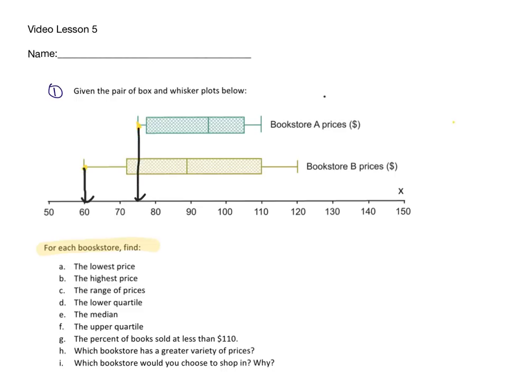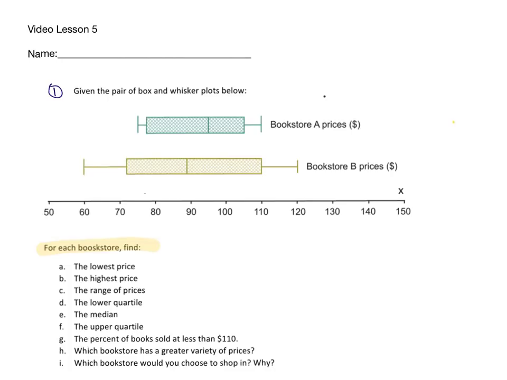Here, it looks like for bookstore A, the top box and whisker plot, the lowest price is about 75. Now, could it be 74 or 76? Yeah, it could. But an overall big picture sometimes is more valuable than, I don't want to say insignificant details, but smaller details. Here for bookstore B, the lowest price looks like it's going to be 60.